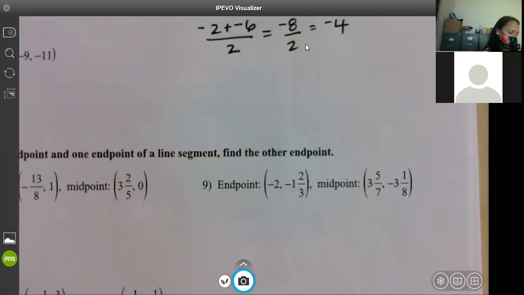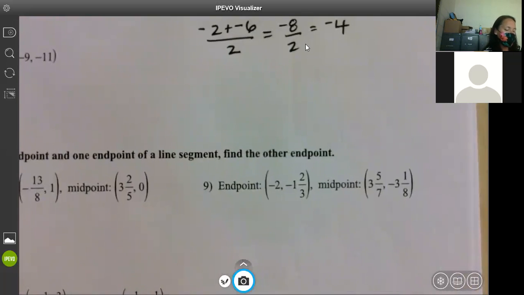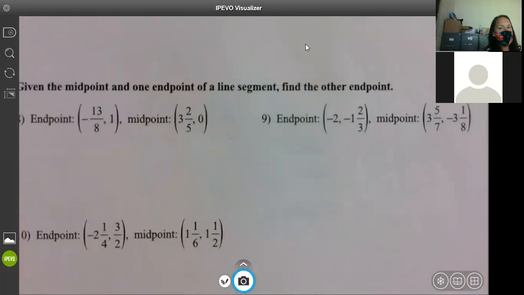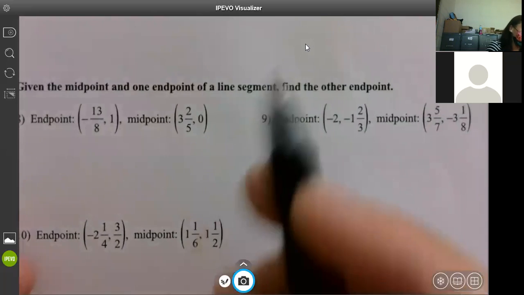All right, check these out. I don't like any of these because they're fractions, but we're going to get it. We're going to get it. All right. So we have the endpoint and then the midpoint. I'm going to look at the first one, but I want to do the whole numbers first, okay? Doesn't matter. I'm going to do the whole numbers first.